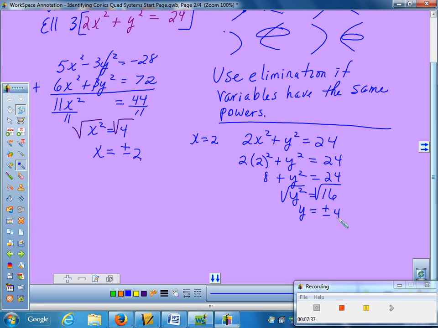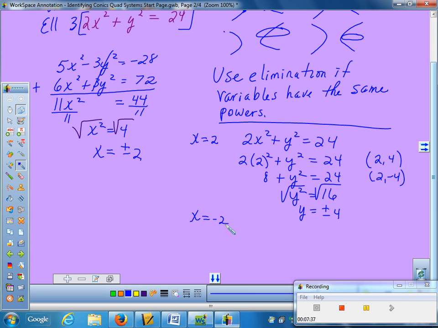Okay, now before we go solve the other one, turn that one into coordinates. What does that mean? You just sub 2 in for x. You just got 2 coordinates there: 2, 4, and 2, negative 4. So from that one, we've got 2 answers already. And we still have to go put in negative 2.